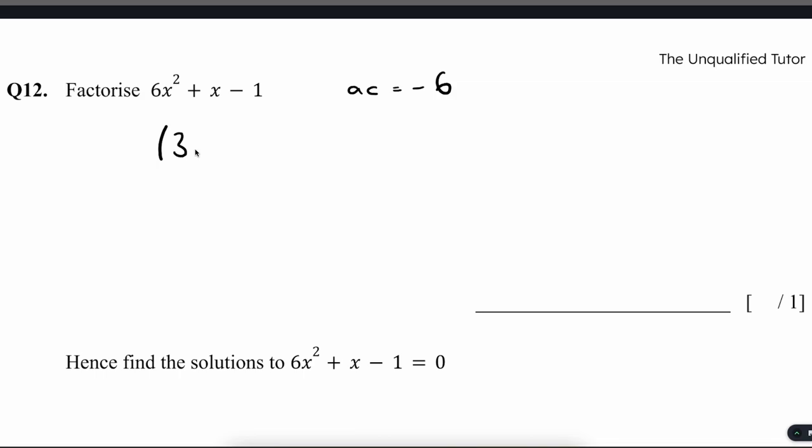So we're going to have a 3x, and then that's going to divide by 2, so that's going to be minus 1, and then we're going to have a 2x, and that's going to divide by 3, so that's going to be a plus 1 there. So that's 6x squared minus 2x plus 3x minus 1, which makes 6x squared plus x minus 1. So that is our answer.